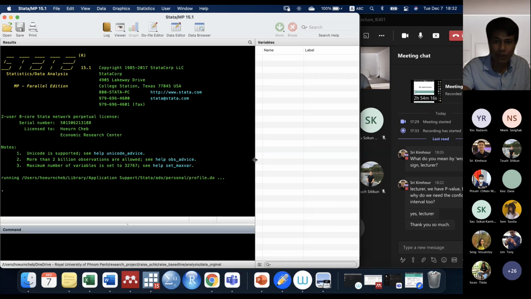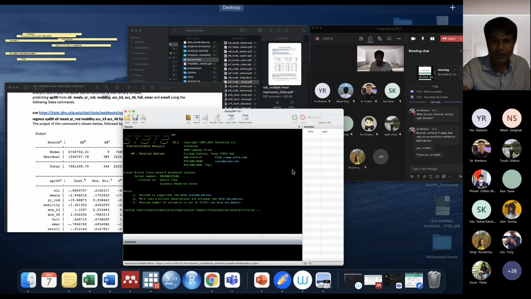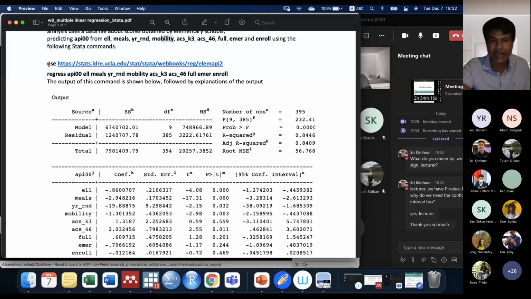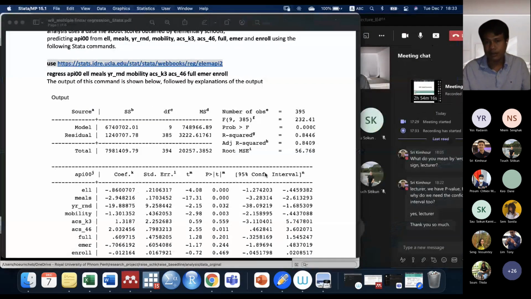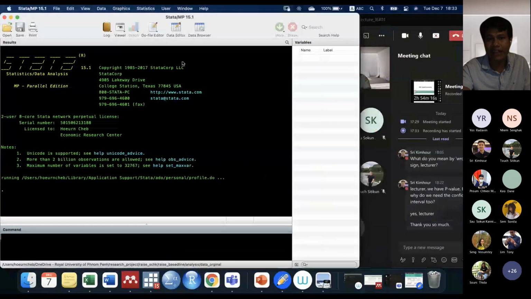And there are two ways to load the data. Either from the link here, you can use this data directly. Or if you cannot load the data from this web, you can load the data from the data I share with you.